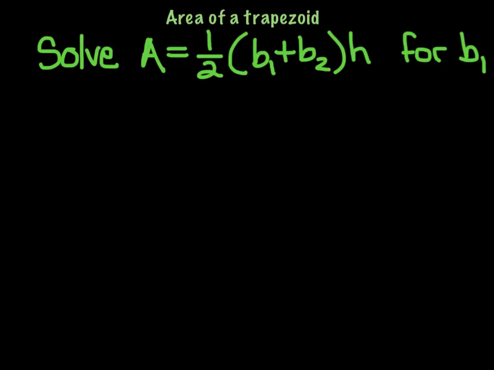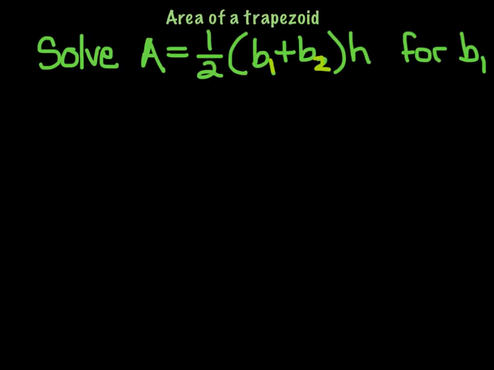Alright, here's another one. We're going to use the formula for the area of a trapezoid. We're going to solve A equals 1/2 times (b1 plus b2) times h. And please note that these are subscripts. They're not like exponents. They're not something you would multiply it by. They're just little subscripts. So that's just saying the first base and the second base, and then times h. And we're going to solve for b1.